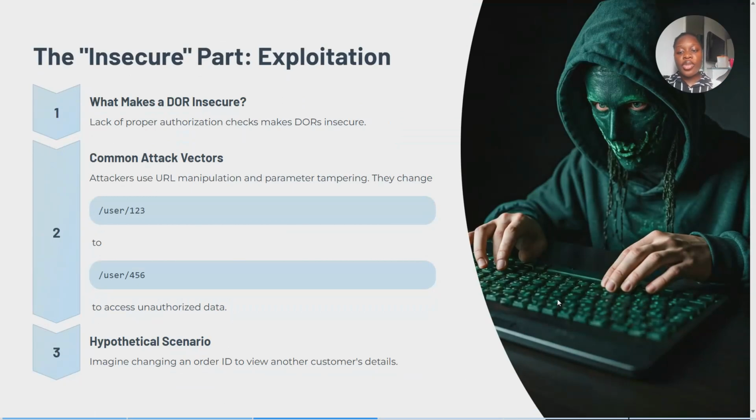What makes direct object reference insecure? It's all about the missing authorization checks. For example, if a web application doesn't verify whether the user is allowed to access an object, an attacker can manipulate the reference by changing user/ID to user/account. A common example of this tweaking is changing the order ID to view another customer's transaction. This form of parameter tampering is straightforward, and devastating if left unguarded.